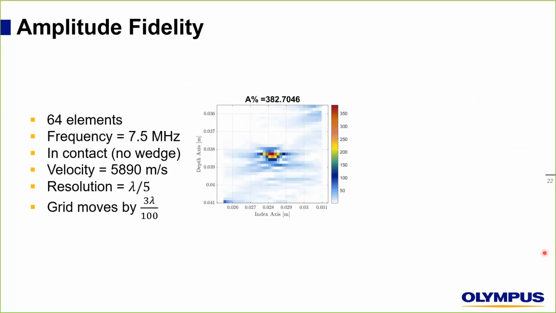Let's now see how amplitude fidelity varies in different axes. So we are using a 64-element probe at a frequency of 7.5 megahertz. In contact, we don't have a wedge. The velocity of the carbon steel block is 5,890 meters per second, of course. Resolution is 5 points per wavelength, and we will move the grid to the left, to the right, to the top, and to the bottom by 3 wavelengths divided by 100. And we will see how the amplitude fidelity varies in the vertical, the horizontal, and the lateral axis.